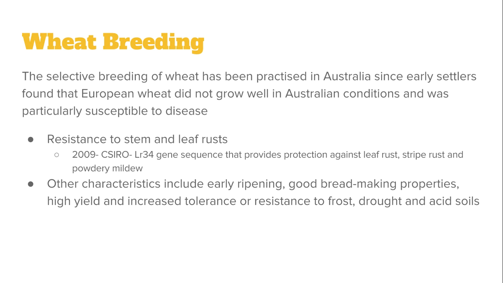And in 2009, the CSIRO found this LR34 gene sequence, which provided protection against leaf rust, stripe rust, and powdery mildew. And they also wanted to ensure that the wheat had these other characteristics, including early ripening. That the wheat produced had good bread making properties, that there was a high yield, and it had increased tolerance or resistance to frost, drought, and acid soils. And this would be beneficial to wheat breeders and the people that would benefit from the wheat having this characteristic.